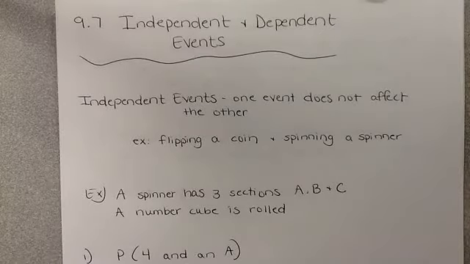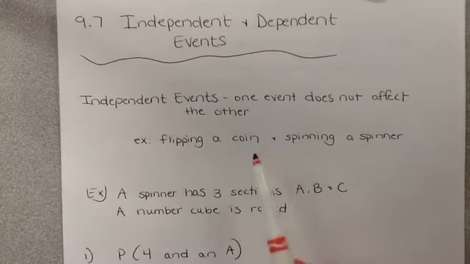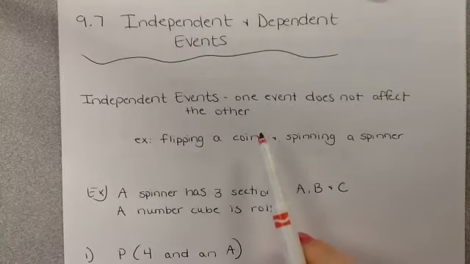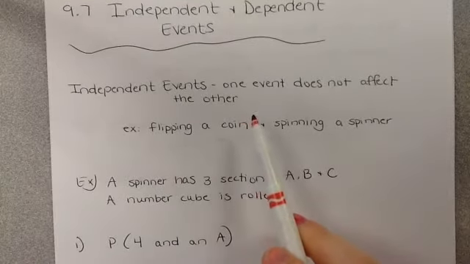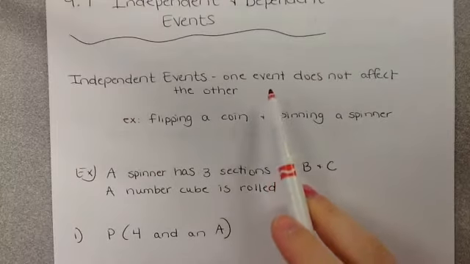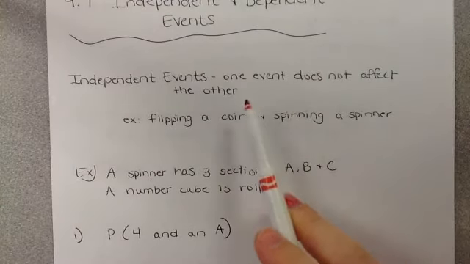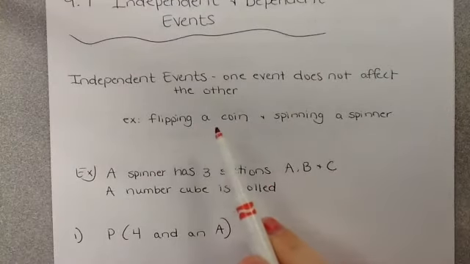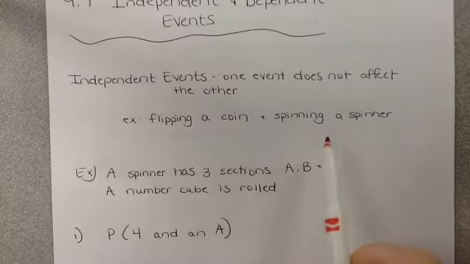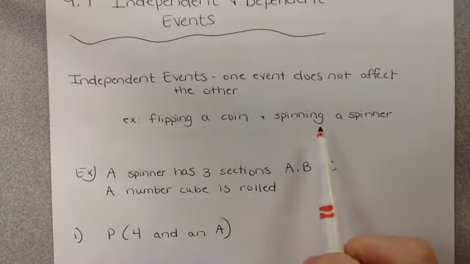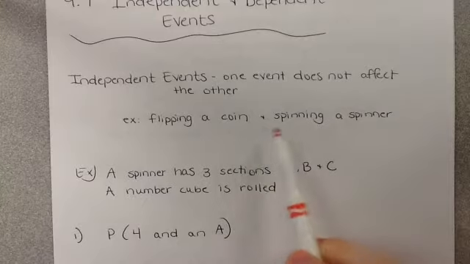Hello, mathematicians. Today we are going to find the probability of independent and dependent events. Independent events are ones where one does not affect the other. Okay? So, however one thing occurs does not affect the next. So if I flip a coin, that has no effect on when I go to spin the spinner. Okay? They do not affect each other.